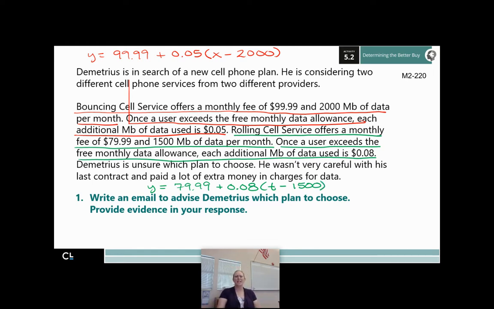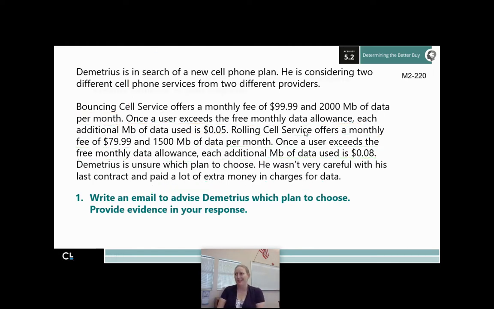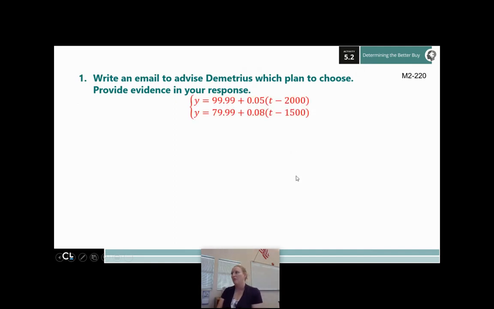Ooh, look at this. We have a system of equations. I have it here on the next page. It's a little prettier there. So here we have it on the next page, our system of equations. And again, don't forget which is which. This first one is our bouncing cell service. And this one is rolling, right? This is the rolling cell service. Make a little note of that so I can remember which is which.